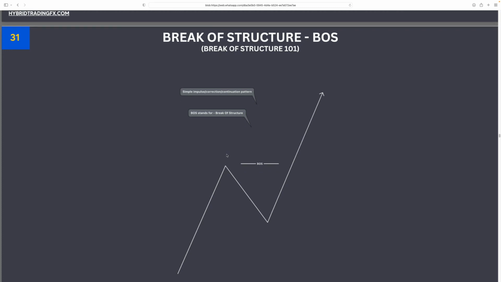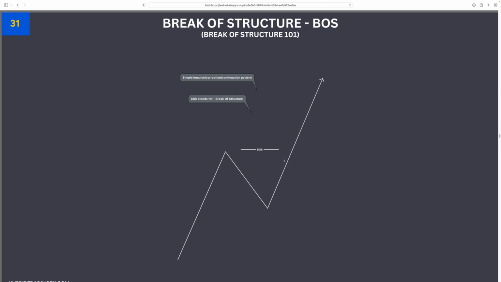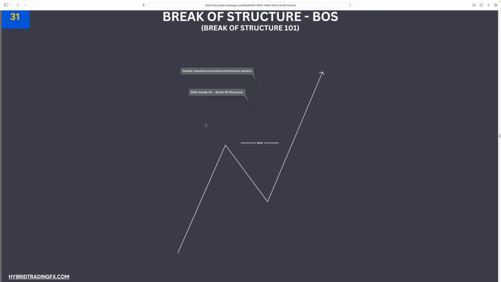And with that, guys, we are starting to talk about break of structure. Okay, so again, all of you are well aware of what break of structure is, but for the beginners, we are going to talk about it. So basically, market, guys, moves like this. You have impulse, you have correction, you have impulse, and you're looking at this higher high, and basically when the price breaks this higher high, that's a break of structure, or BOS. Okay, so BOS stands for break of structure.